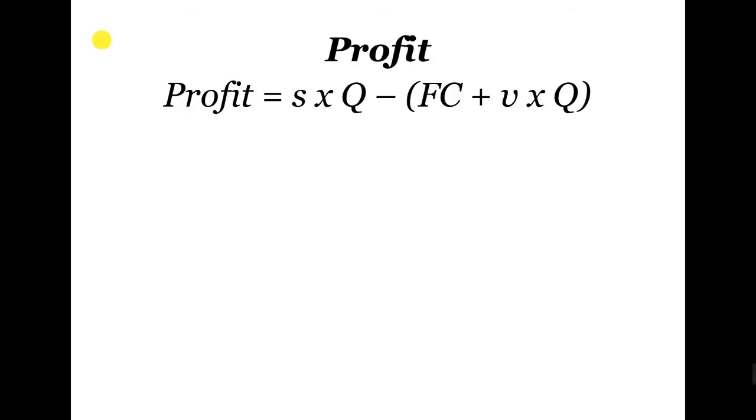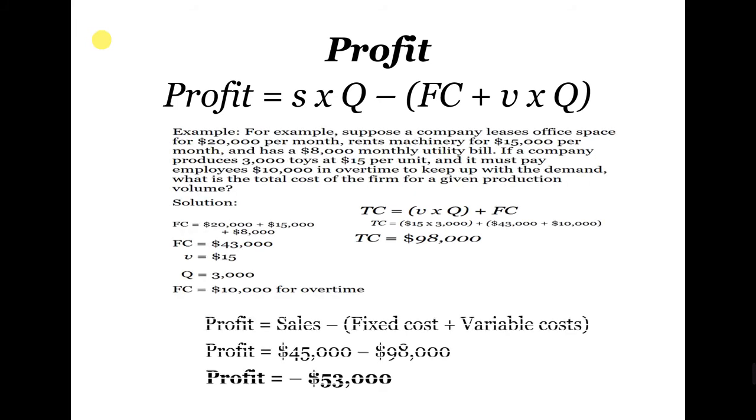For any production quantity which is more than the break-even quantity, the total revenue will be more than the total cost. Therefore, the firm will be making a profit. Now, profit is the difference between the sales and the total cost. If we try to check the profit of the last problem, it has a negative result. It means that producing 3,000 toys was not enough to get the company a profit.